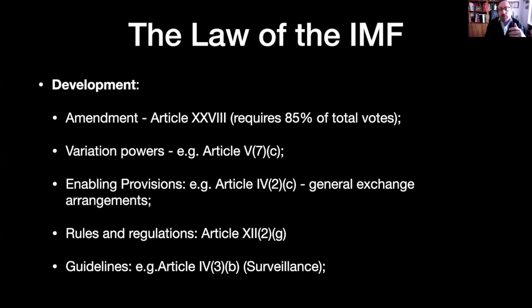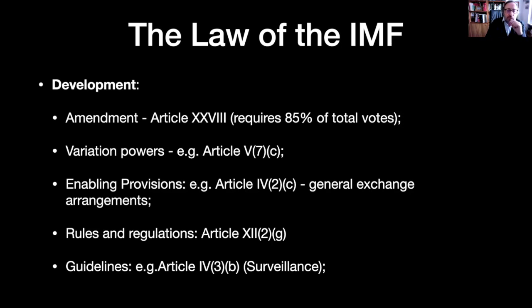Then there are other provisions that create flexibility. You have variation powers, Article 5, Paragraph 7, Proviso C, enabling provisions for general exchange arrangements, Article 4, Paragraph 2, Proviso C, the power to emit rules and regulations, Article 12, 2G, and the power to issue guidelines, particularly with regard to surveillance, Article 4, Paragraph 3, Proviso B.